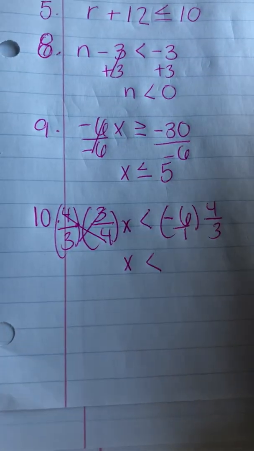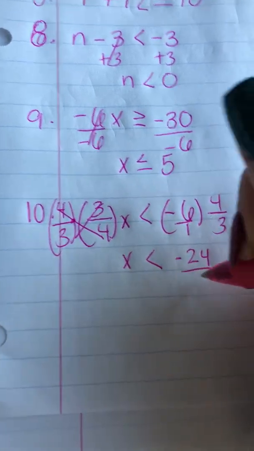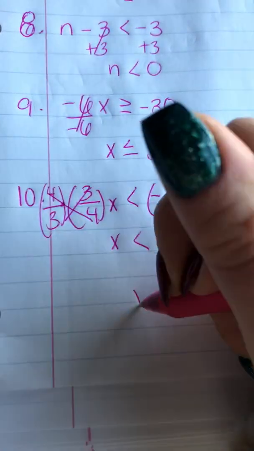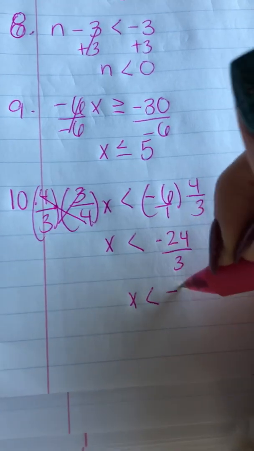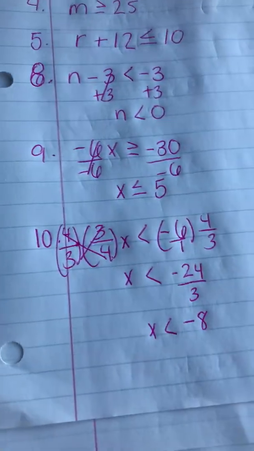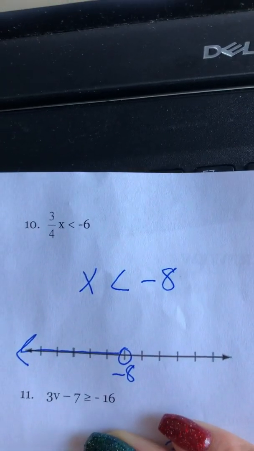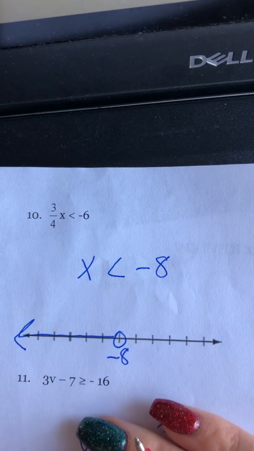Negative 6 times 4 is negative 24. 1 times 3 is 3. Negative 24 divided by 3 is negative 8. So when you go to graph this, it'll be an open circle on negative 8 going to the left because x is less than.